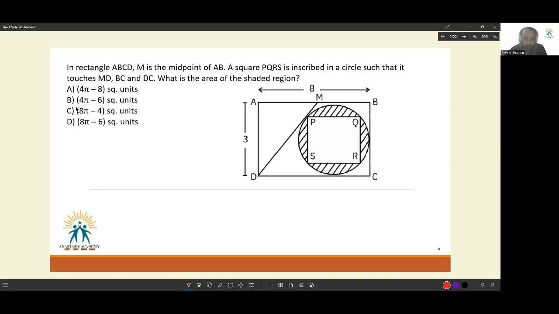Okay. Next, in rectangle ABCD, M is the midpoint of AB. A square PQRS is inscribed in a circle such that it touches MD, BC, and DC. What is the area of the shaded region? Now, right now, I know this circle touches it here, touches it here, touches it here, but it does not touch MD. It only touches MD, BC, and DC.